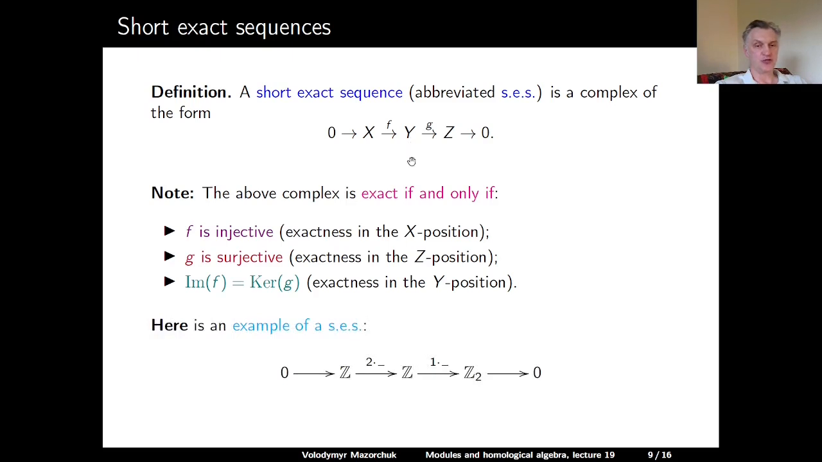So here's an example of a short exact sequence, a concrete one. We have Z, which is embedded into Z using multiplication by 2. The second Z is projected onto Z2 using the canonical projection, and that's it. This is a short exact sequence of abelian groups.